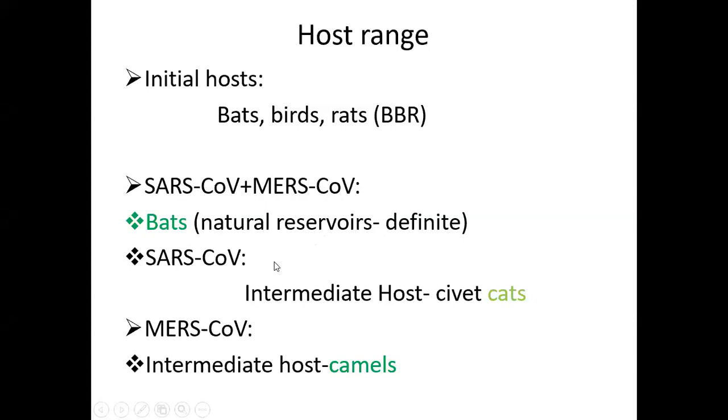And for the SARS coronavirus, the intermediate host is the civet cats. In case of the MERS coronavirus, the intermediate host are the camels. And these MERS coronavirus cases occurred in the Middle East in the camels. So that is the host range of the coronavirus SARS-2.